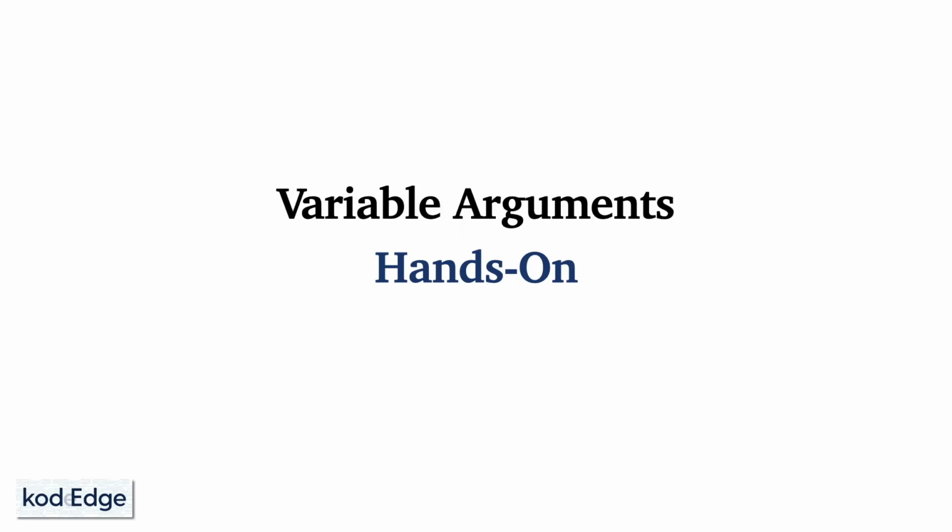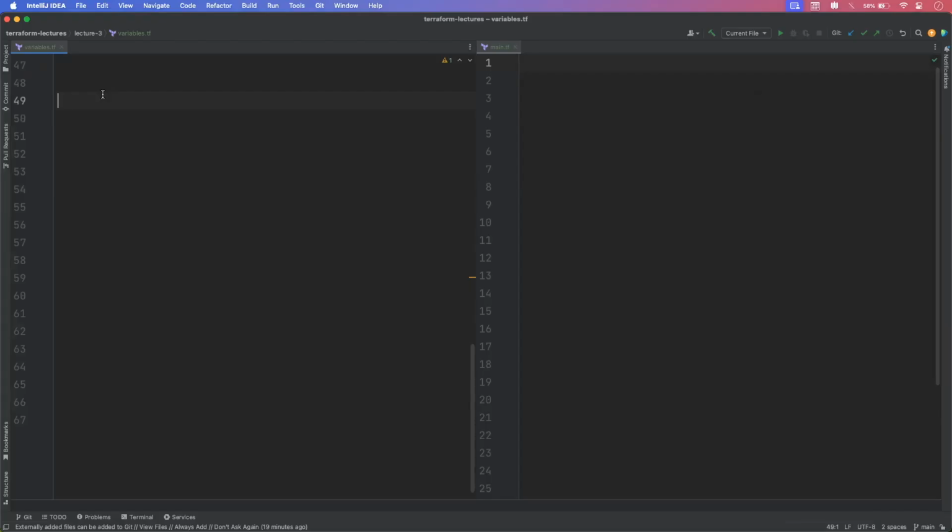Next, we will try different variable arguments. So let me create a new variable for that. The variable name I'm giving is file name. And let's use all the arguments that we saw in the slides. So the first argument will be default, that will be file name. The next argument will be type. Here I am giving type as string. The next argument is description. That will be a description about the variable. You can provide any description as per your requirement.